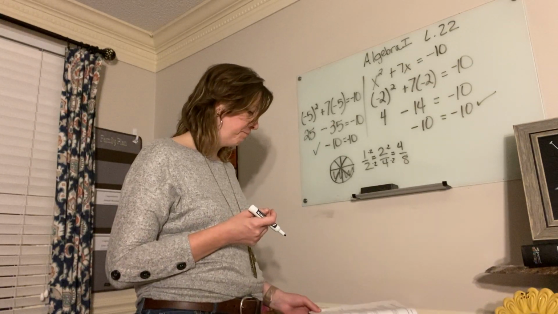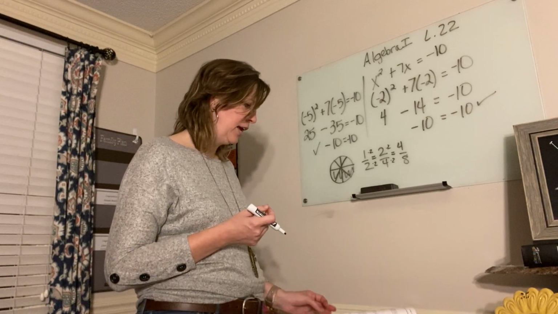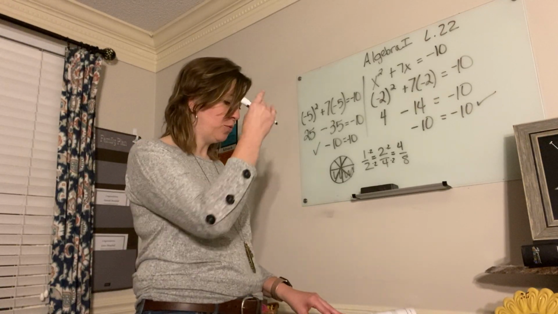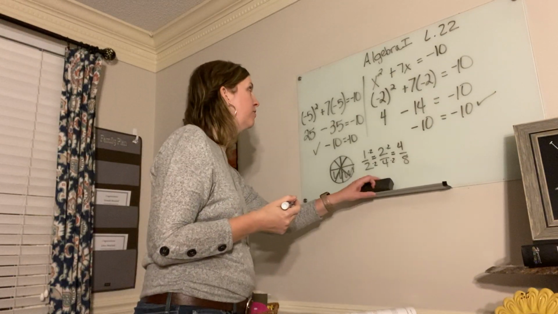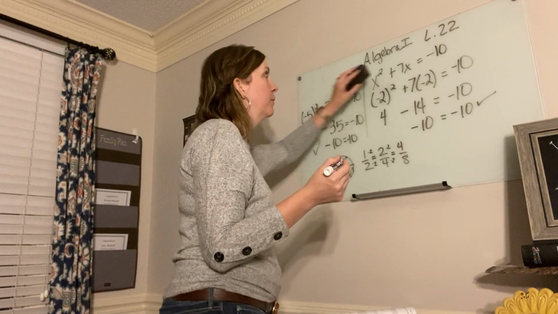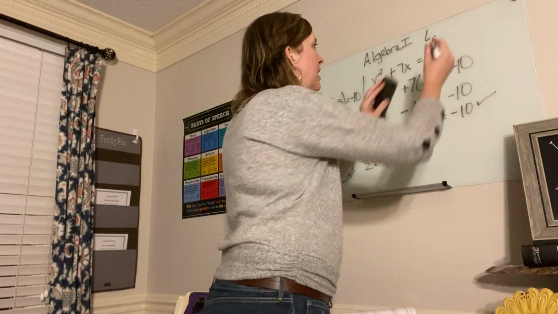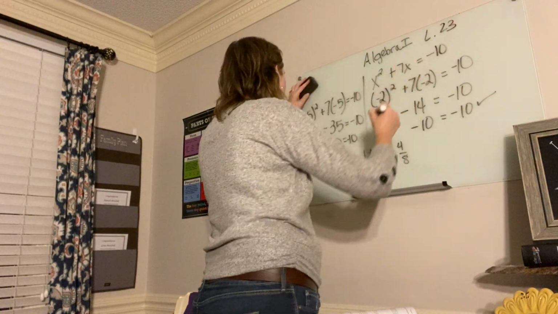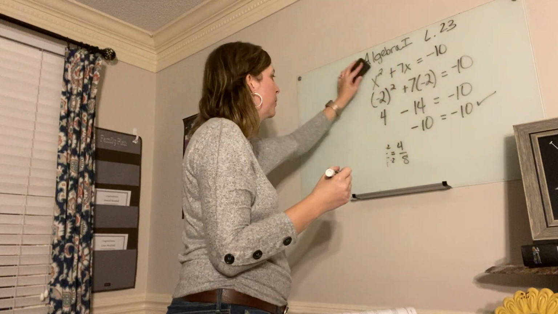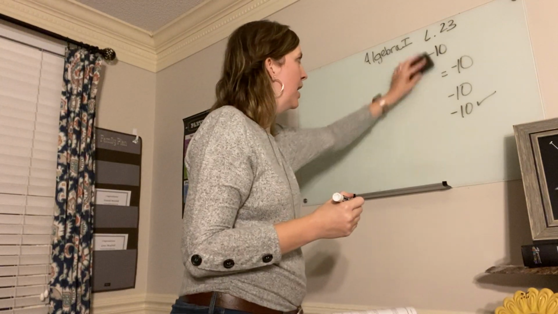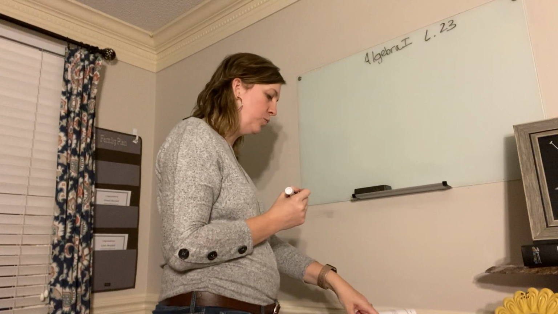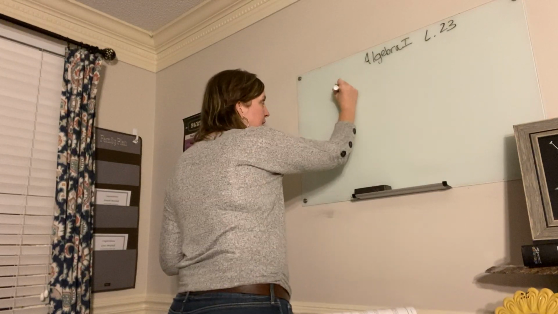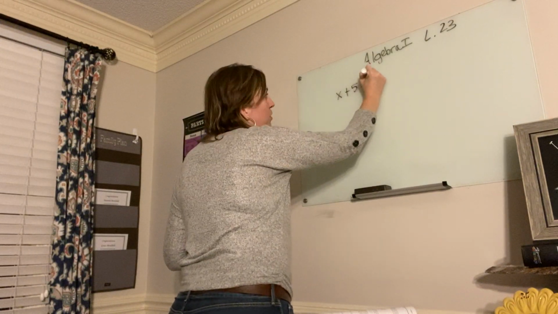All right, let's take a look at page 101, and it's telling us to solve these equations. So there are 4 of them, and we're actually in lesson 23. So let's do our practice problems together on the board. All right, so Algebra 1, lesson 23, and we're on page 101, and it says x plus 5 equals 17.